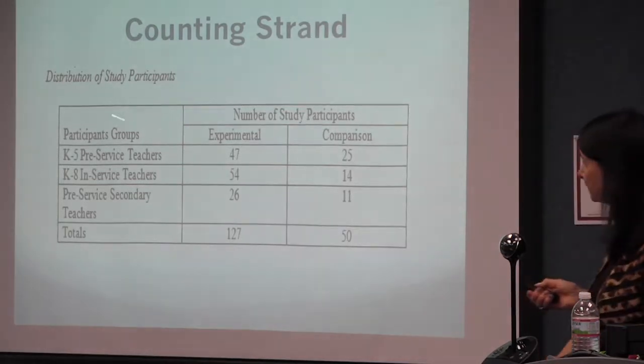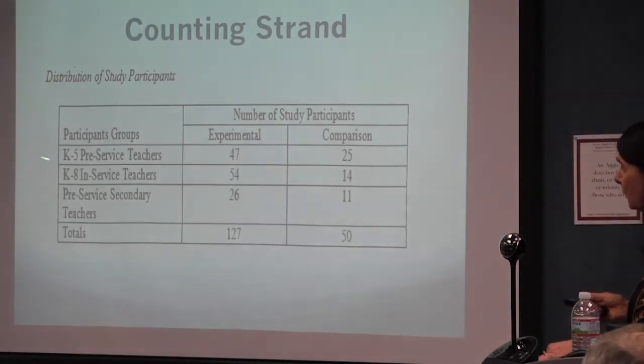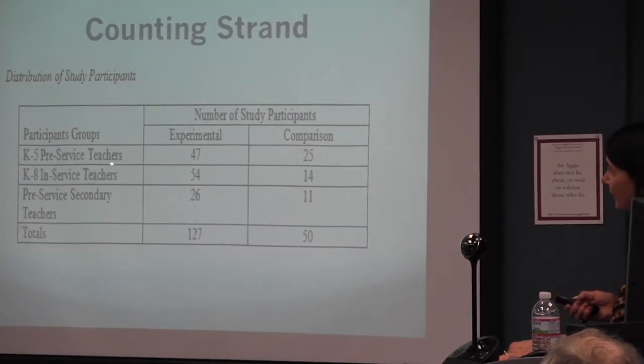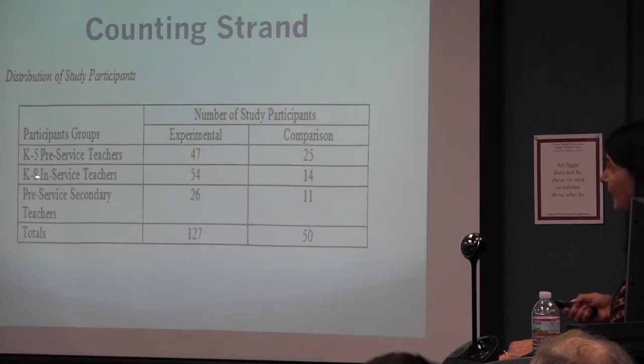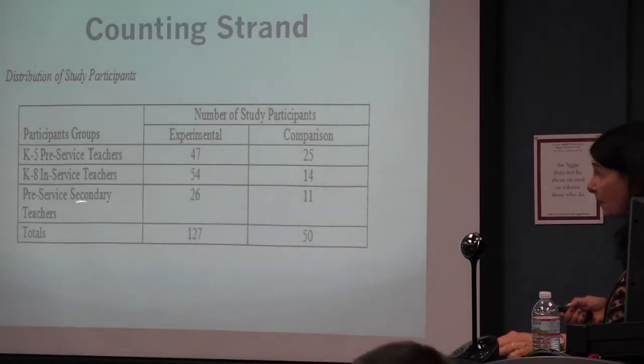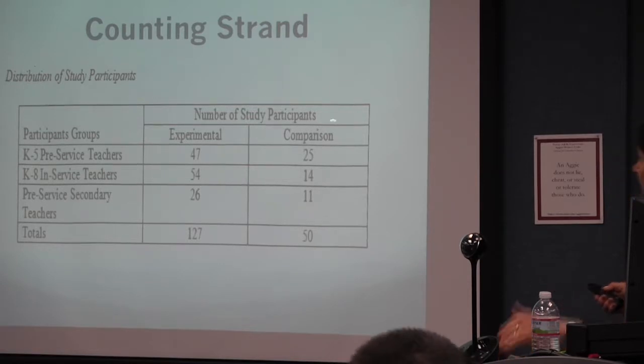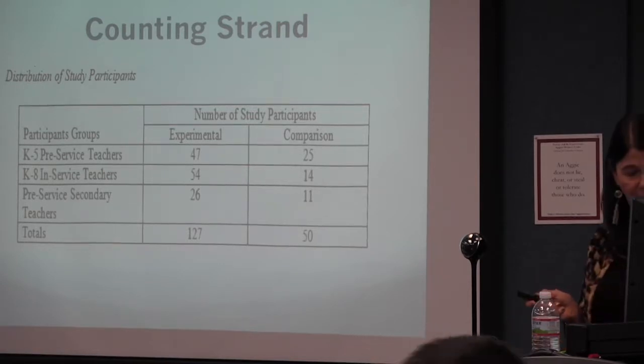So here, you can look at our participant groups. We had elementary, they were K to 5, those who were studying to be teachers in grades K to 5. Then we had the in-service teachers, and they're called K to 8, but they were really middle school teachers mostly, okay? That's how they certified them in our state. And then we had secondary, these were math majors, pre-service teachers. And we had experimental and comparison groups as indicated there.